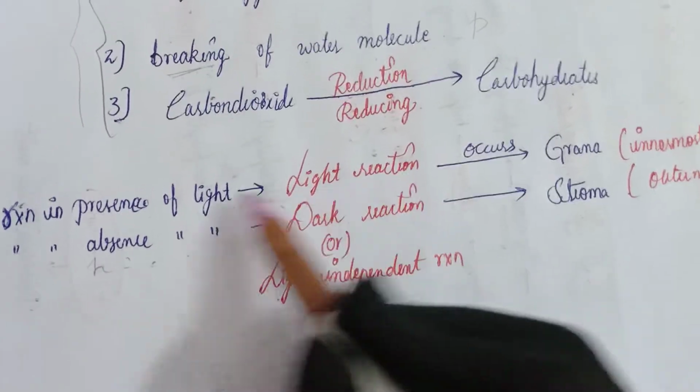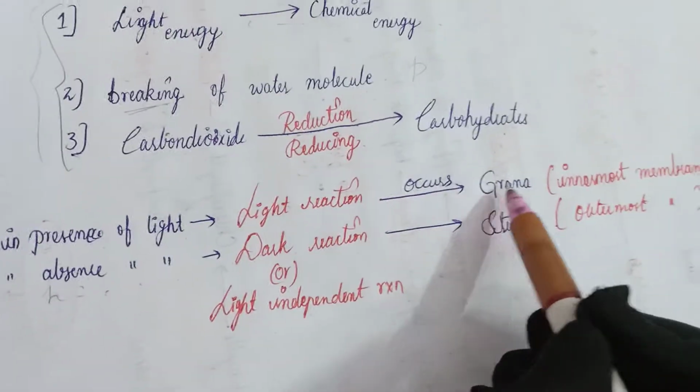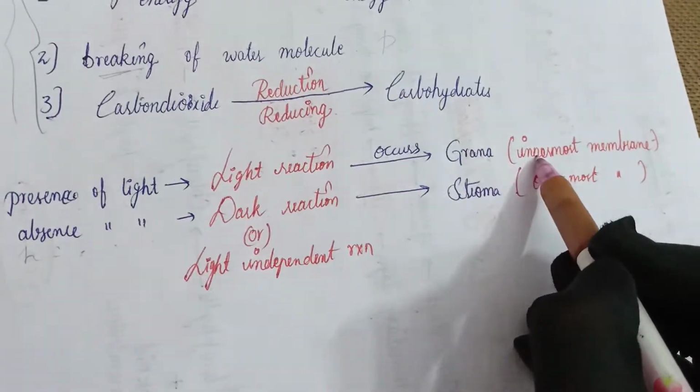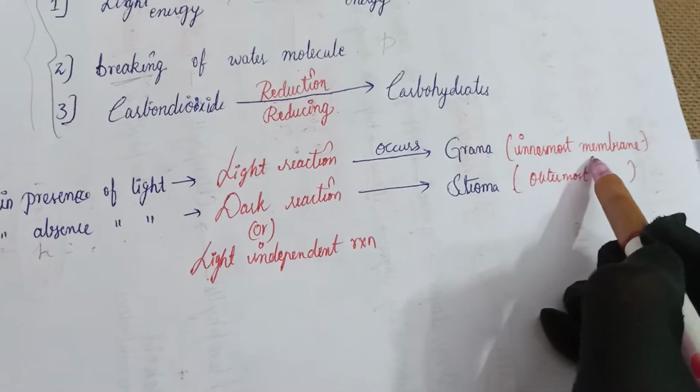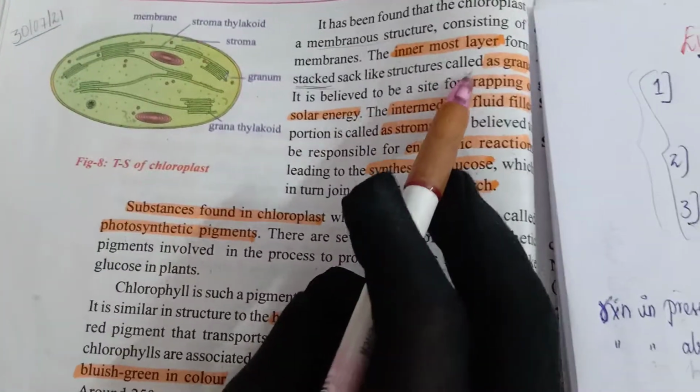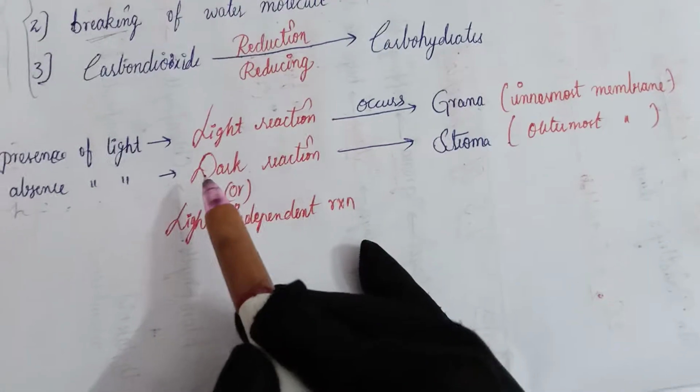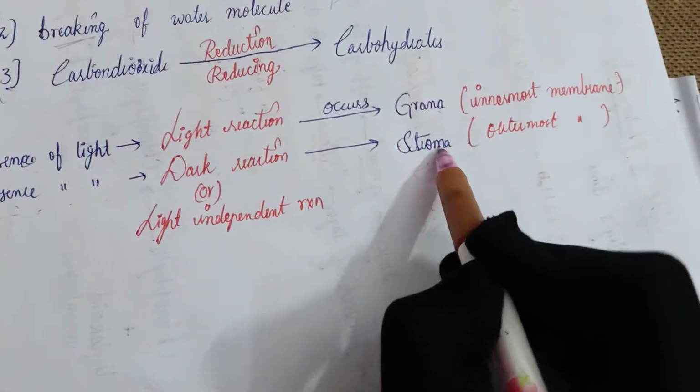So this light reaction occurs in the grana. What is the grana? Grana is the innermost part. As we have seen over here, grana is the innermost part of the chloroplast. And the dark reaction occurs in the stroma, and the stroma is outermost.